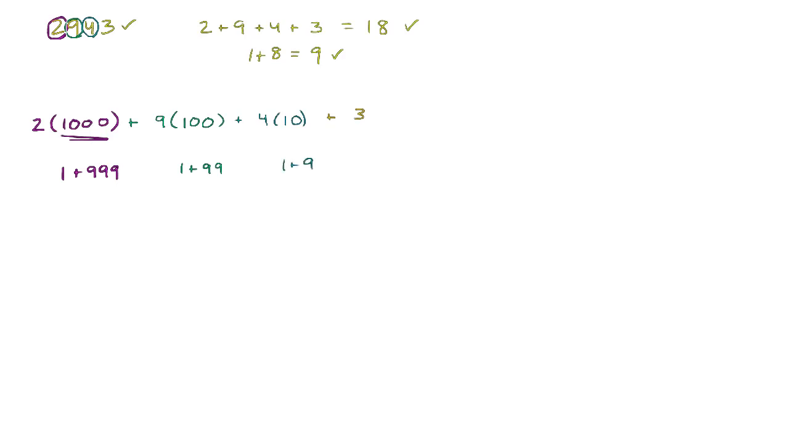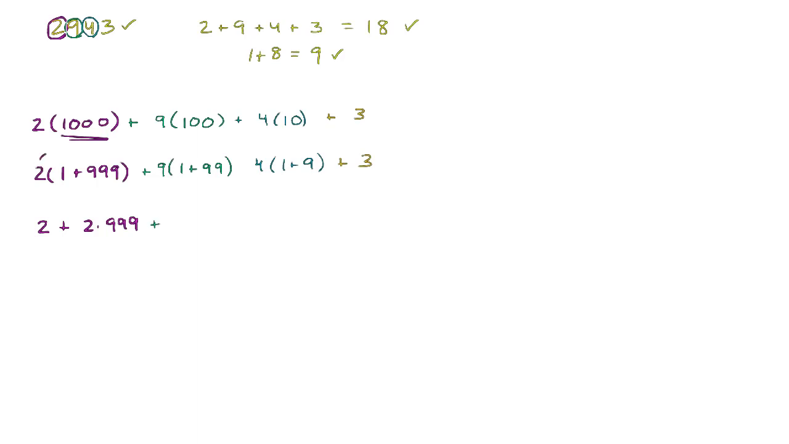And so 2 times 1,000 is the same thing as 2 times 1 plus 999. 9 times 100 is the same thing as 9 times 1 plus 99. 4 times 10 is the same thing as 4 times 1 plus 9. And then I have this plus 3 over here. But now I can distribute. I can say, well, this over here is the same thing as 2 times 1, which is just 2, plus 2 times 999. This thing right over here is the same thing as 9 times 1.